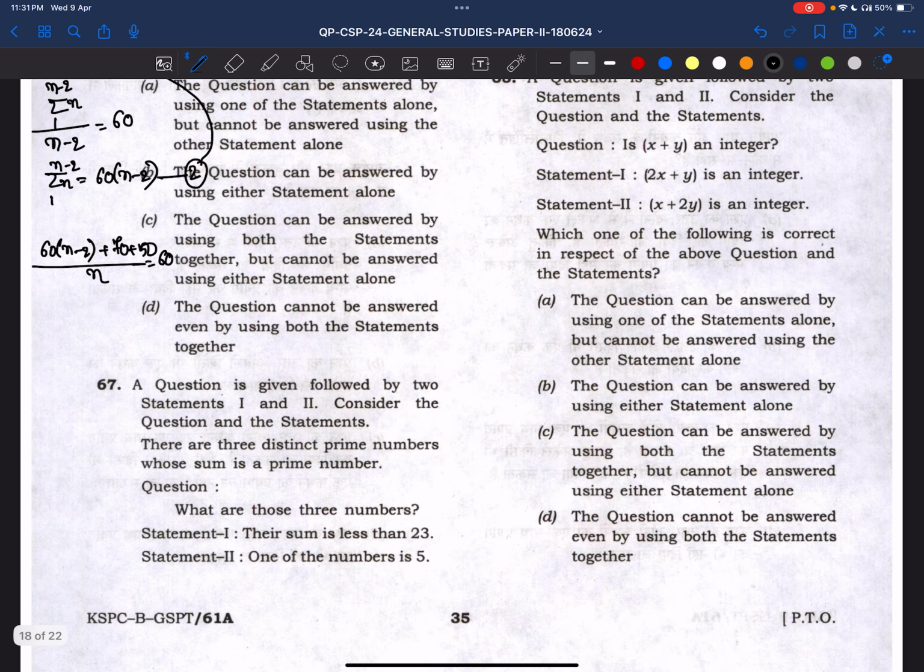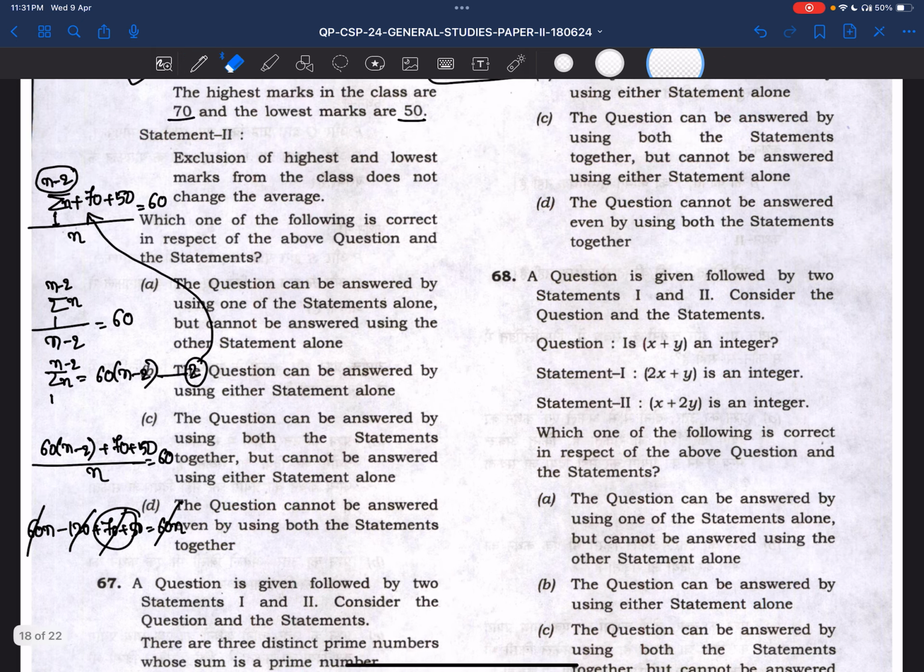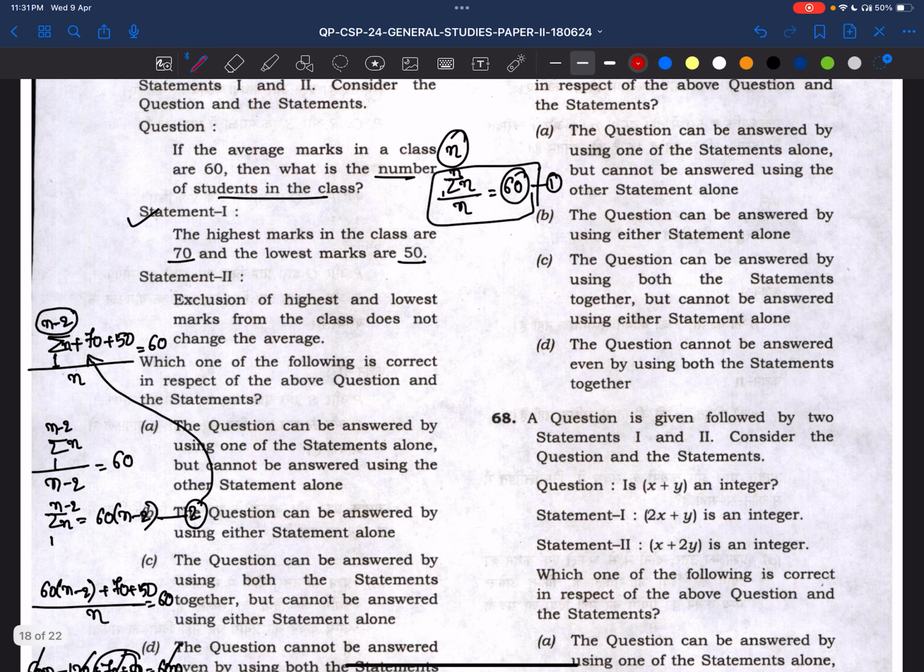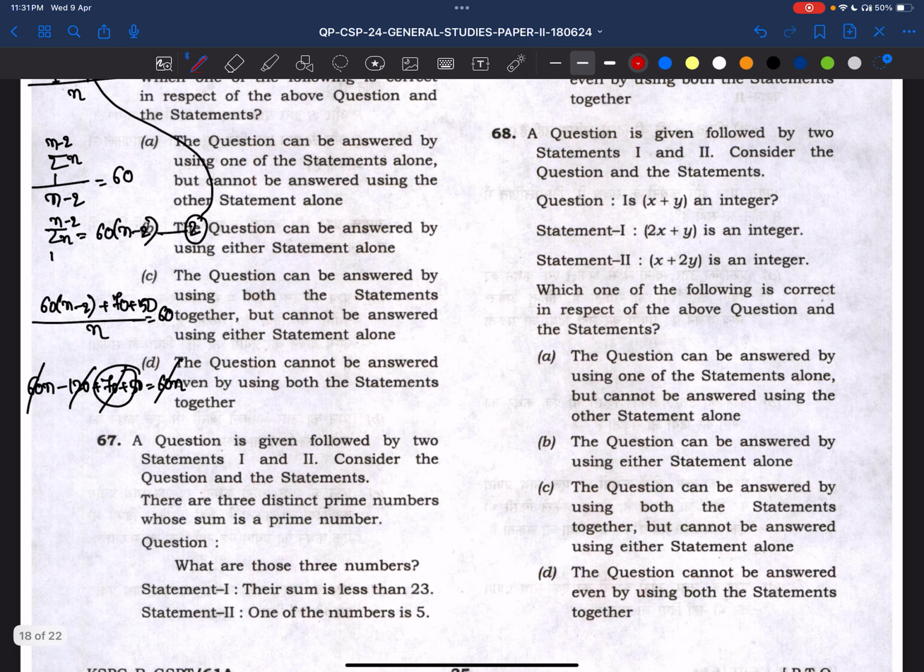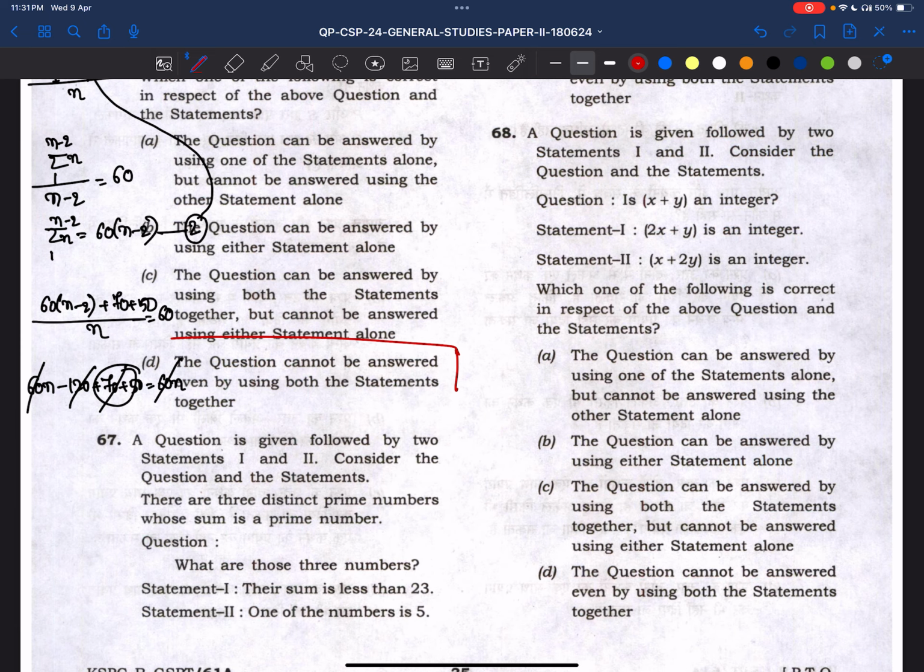So ultimately what will it become? 60n minus 120 plus 70 plus 50 is equal to 60n. Here, the 60n terms get cancelled, so you can't find the n value. And minus 120 plus 70 plus 50, this is 120 and this is minus 120, so these also get cancelled. So even by using both these statements, we couldn't tell how many students are there in the class. The answer will be, for question 60, B. Cannot answer.